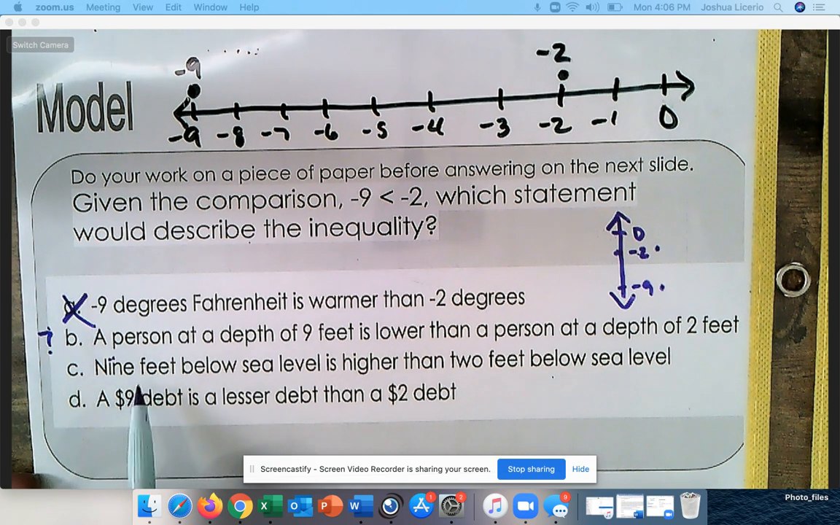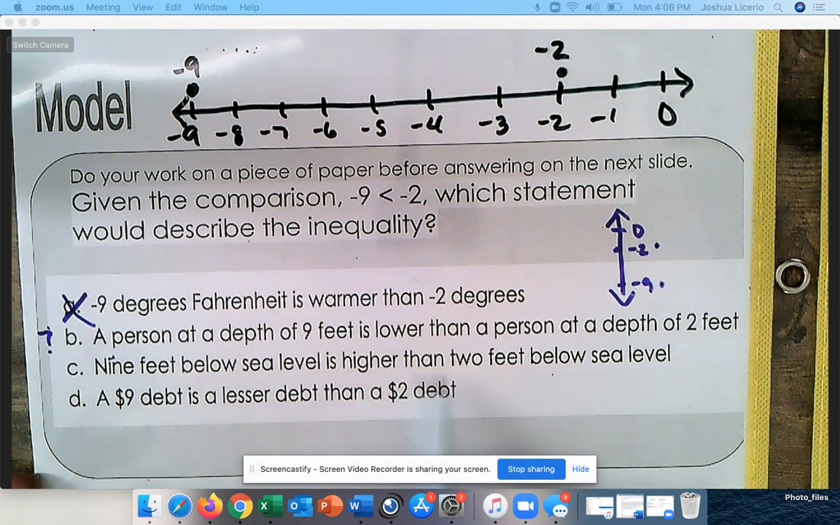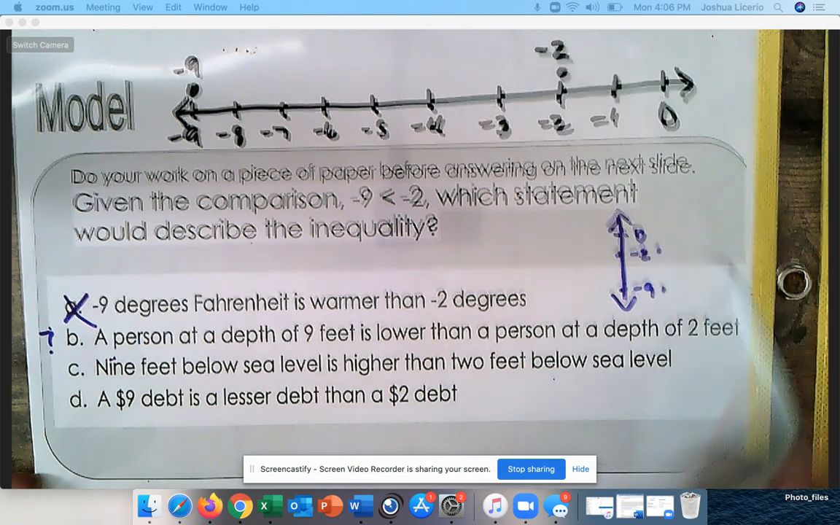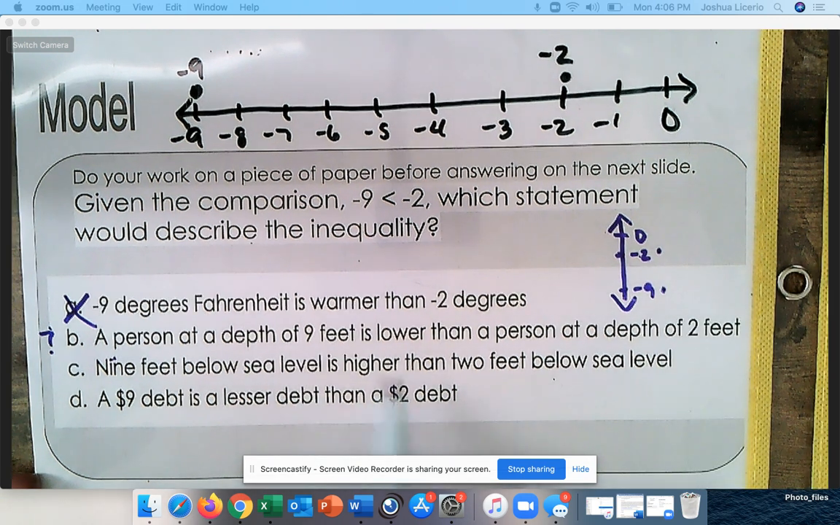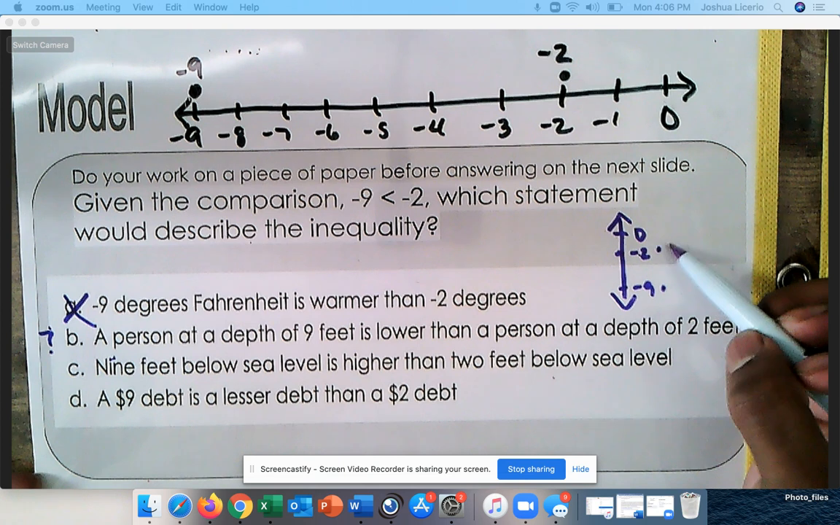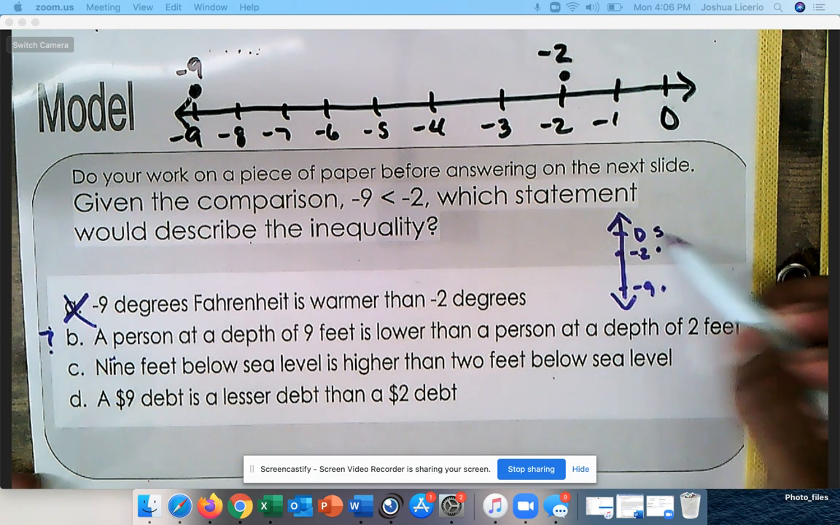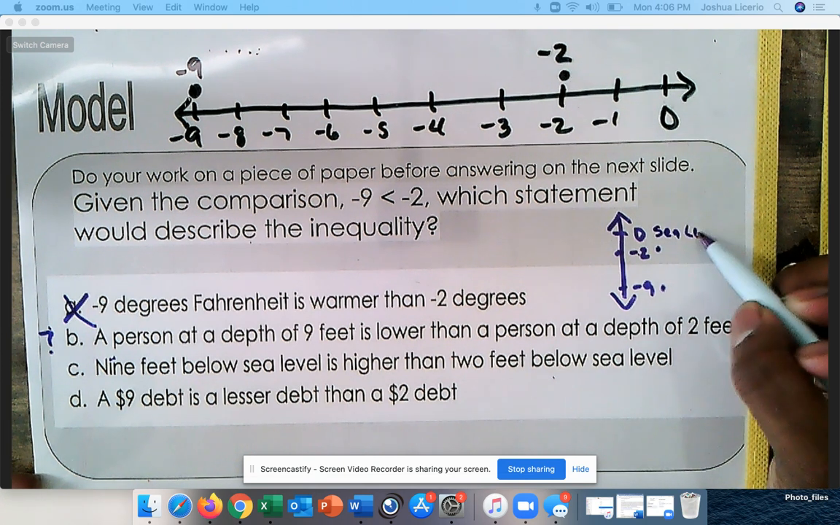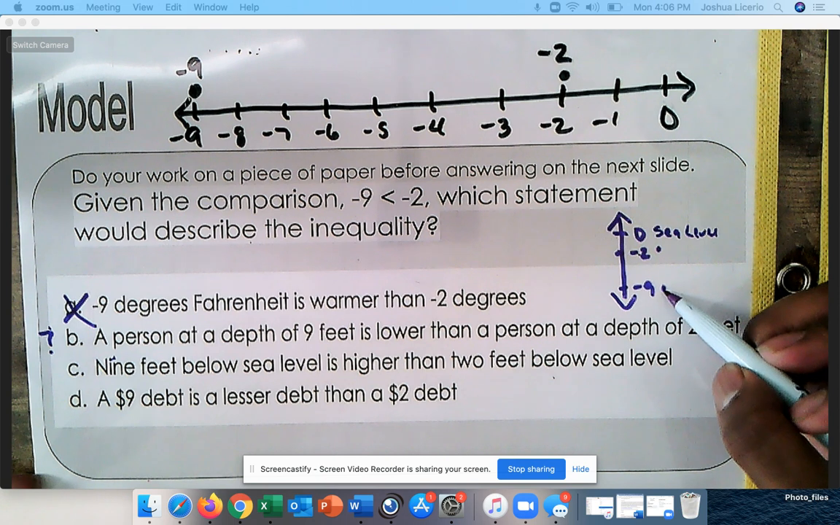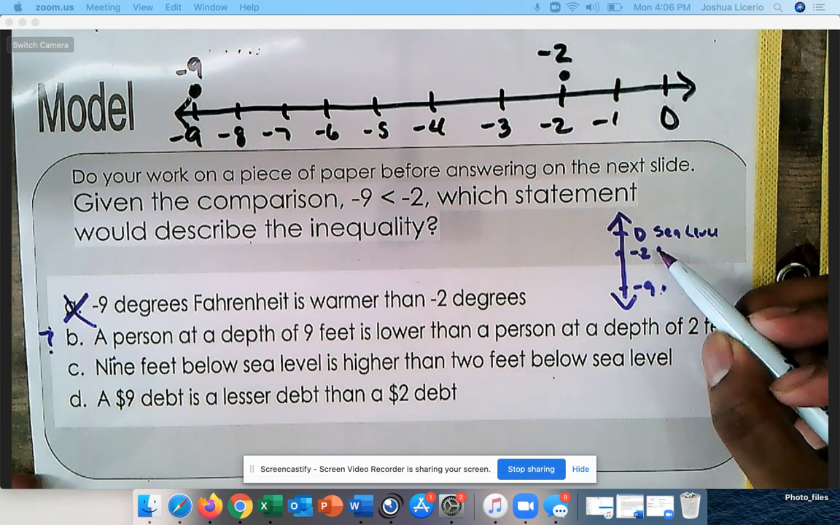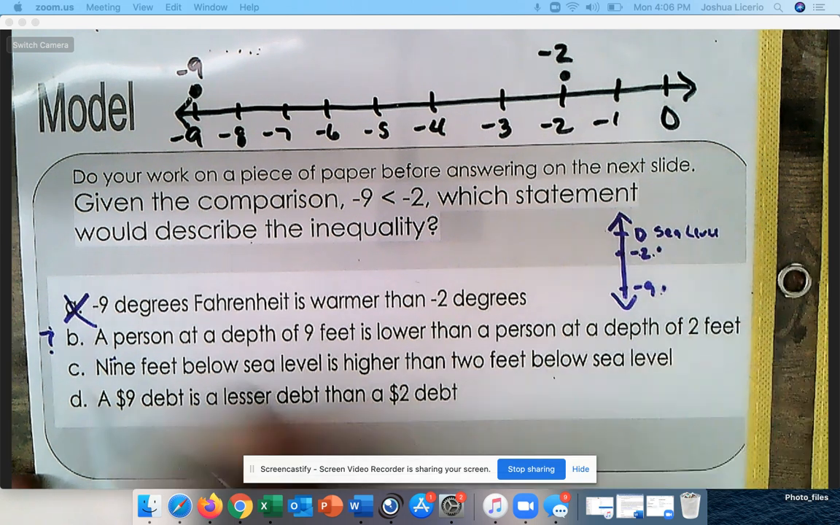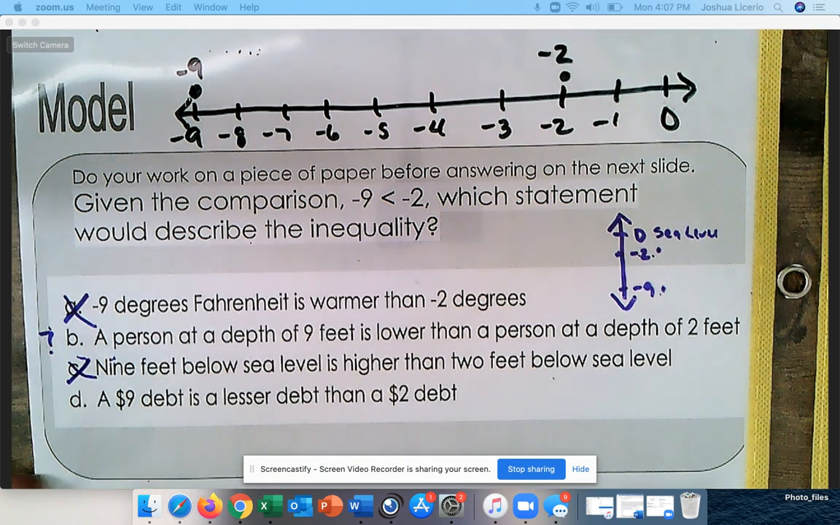Let's look at C. 9 feet below sea level is higher than 2 feet below sea level. Let's look at this again. 9 feet below sea level is higher than 2 feet below sea level. Well, if we look at this here again, if 0 is sea level, 9 feet below sea level isn't higher than -2 feet, or 2 feet below sea level. So this doesn't make any sense either.